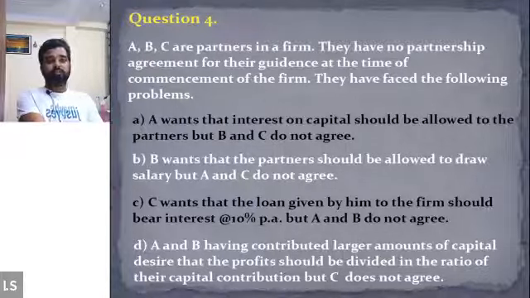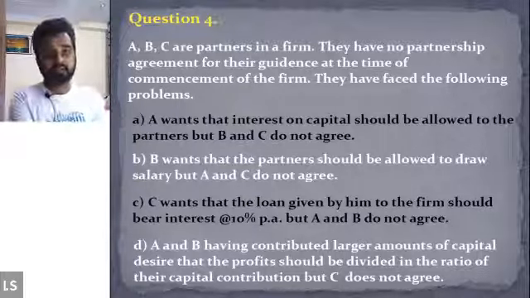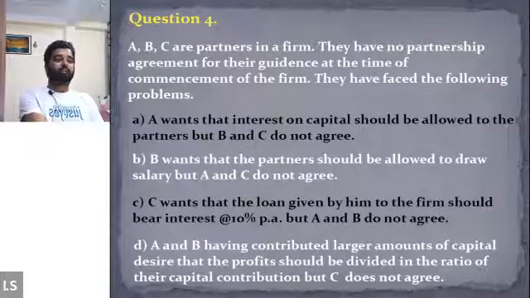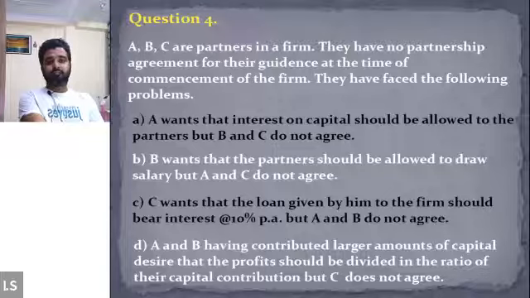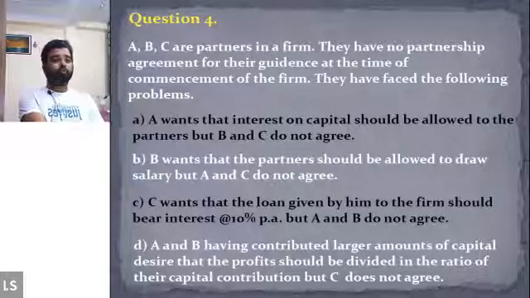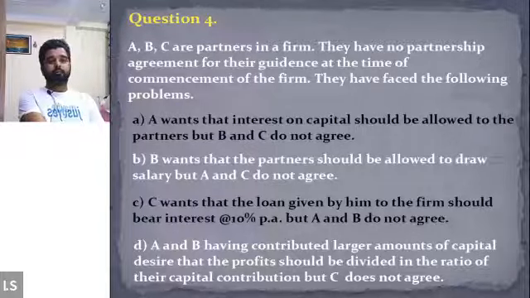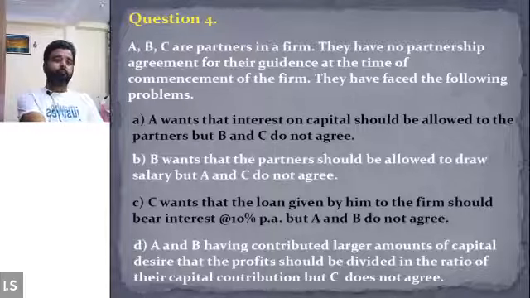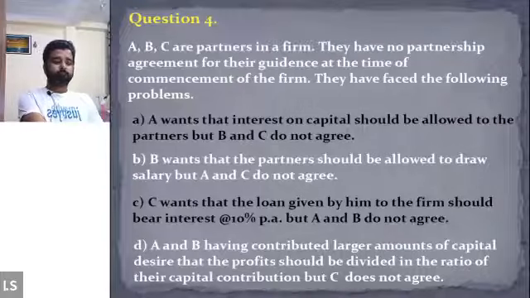Point number C. C wants that the loan given by him to the firm should bear interest at the rate of 10% per annum, but A and B do not agree. I think this is exactly the same point that we have done in the previous question. And I hope all of you can answer this. Tell me whether C will be able to claim the interest at the rate of 10% or not. If he will be able to claim, then at how much percent? 6%. 6%. 6% per annum.